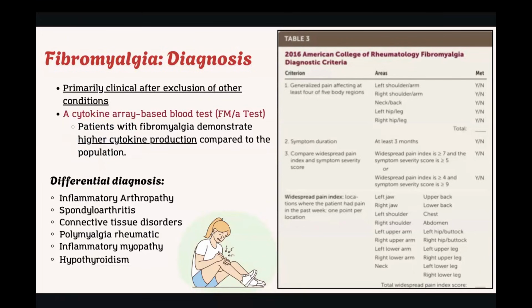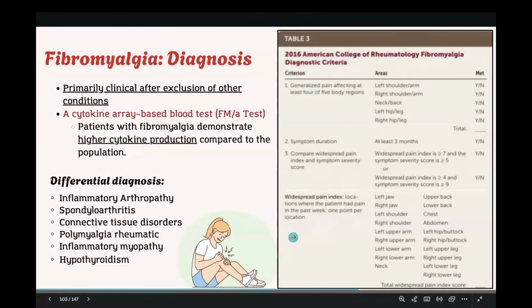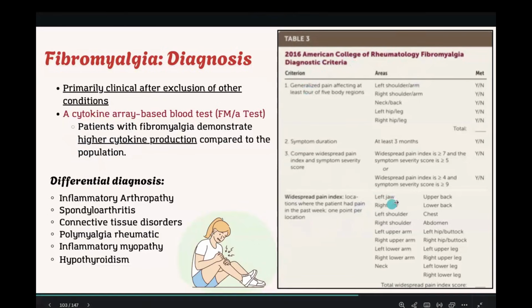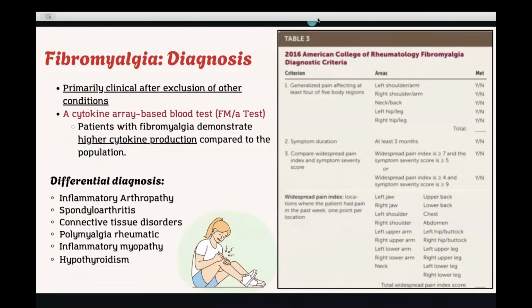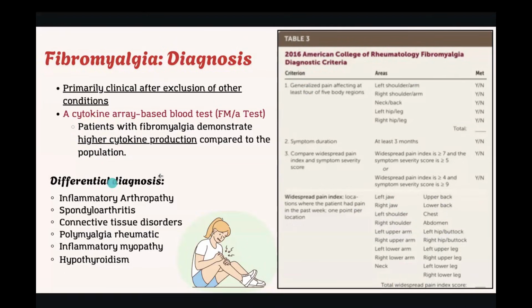Okay. So this is the criteria, the American College of Rheumatology Fibromyalgia Diagnostic Criteria. You can read it. We have the widespread pain index, which is basically an index that locates the pain that the patient has, and you give a point or two for each. What are some differential diagnoses for fibromyalgia? Inflammatory arthropathy, spondyloarthritis, connective tissue disorders. So again, a lot of diseases can be differentials.